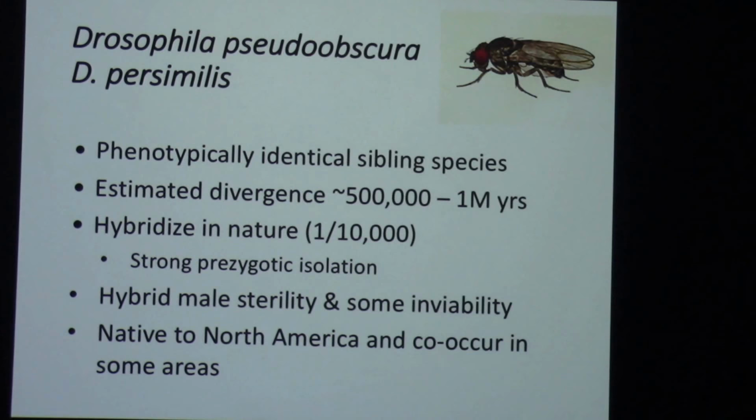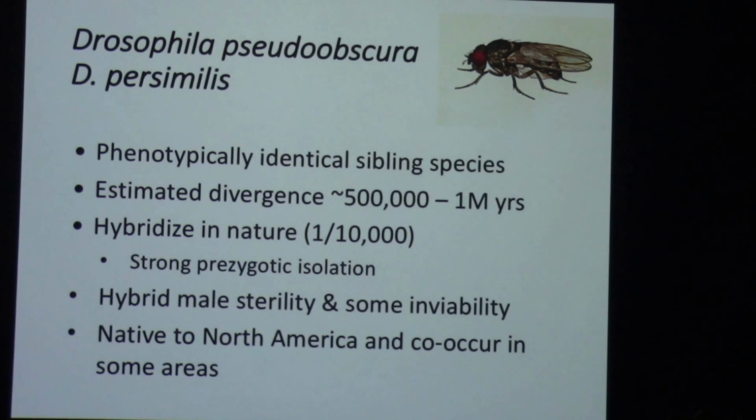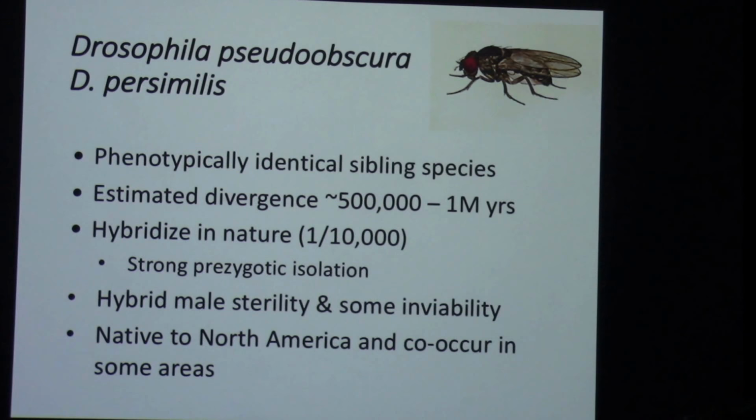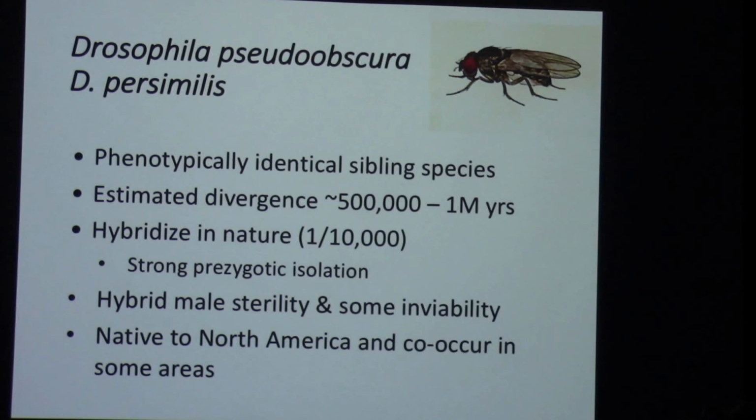They do show strong prezygotic isolation, so in the sense that if a female's presented with a male, the male will court very vigorously usually, but the female, absolutely not for a foreign male. There is hybrid male sterility, though the hybrid females are fertile, so that's the conduit for gene flow, and there's some hybrid inviability. They're native to North America. In fact, you can find them here.